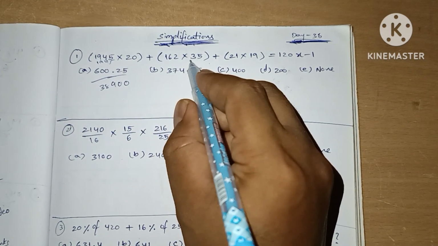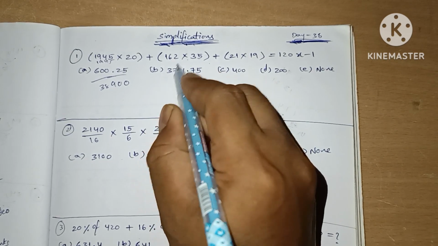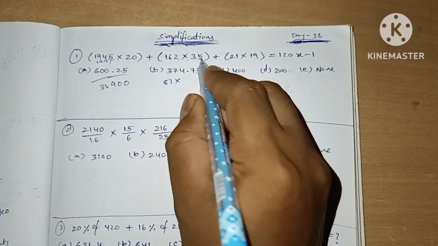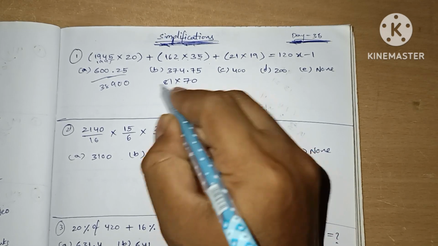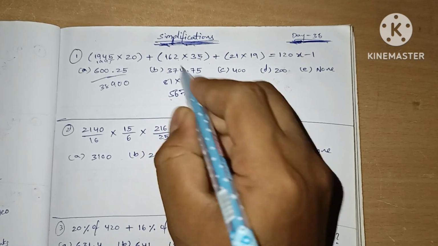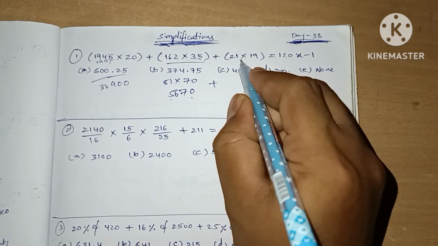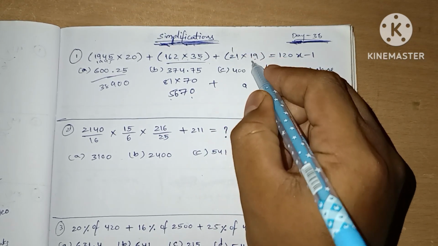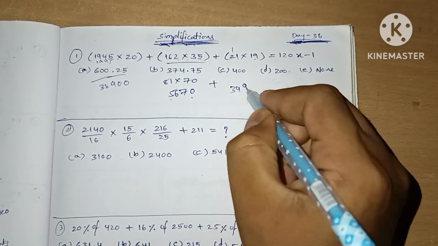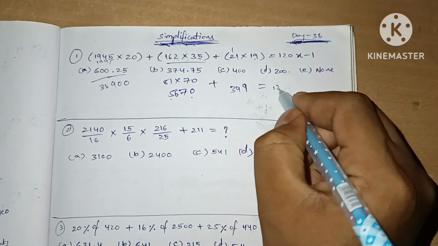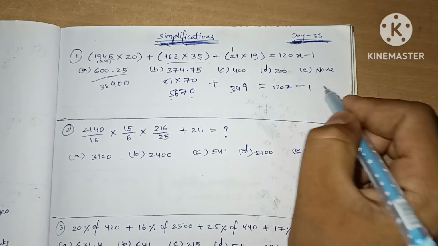Here we have 162 into 35. I'll divide this as 2. 81 times into 2 into 35 will be 70. 7 1 times 7 8 times 5670. So we got 5670 from this one plus here it is 19 1 times is 19, 19 2 times is 38 and 1 39. So we get 399 from here equals to 120 x minus 1.